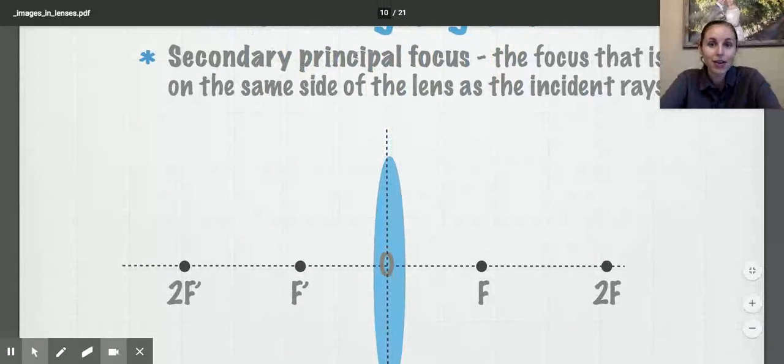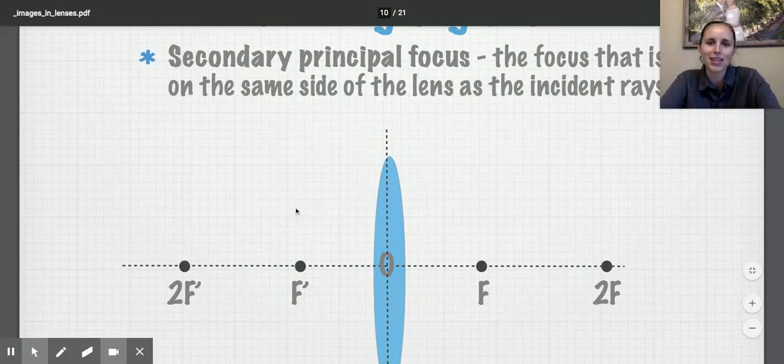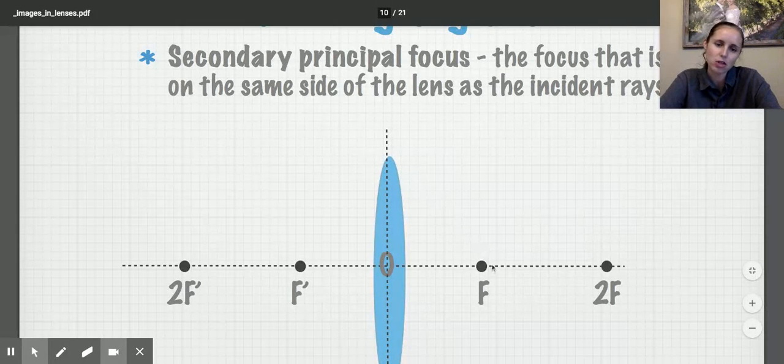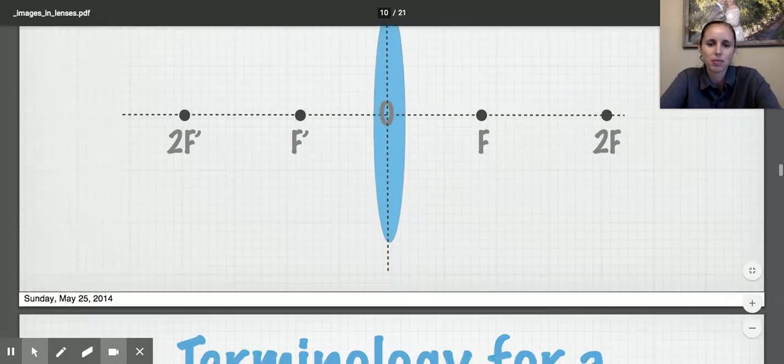Our secondary principal focus is the focus that is on the same side of the lens as the incident rays. So I'm always going to draw my incident ray on this side, incoming light on this side. It's going to pass through my lens on this side. My secondary principal focus, my F prime, is just here as a marker for any light coming in on this side. Even though light does come in on this side, I'm not going to draw any incident rays on this side. It's going to make my diagram look confusing. So I'm only going to draw incident rays on one side so we can see where the image is going to be located.